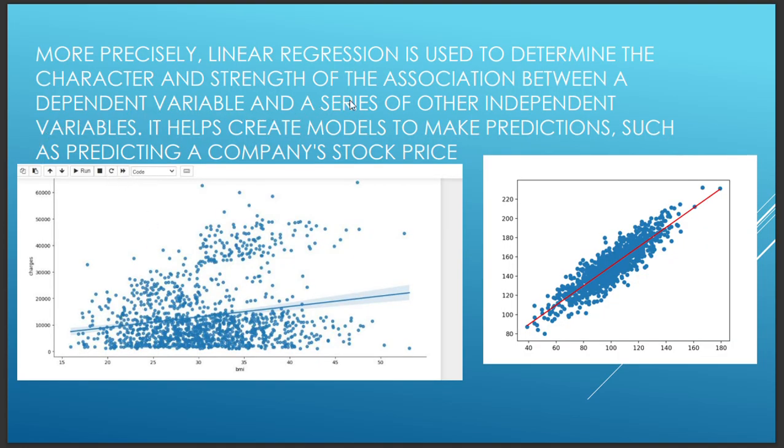Here is the linear regression problem. Moreover, linear regression is used to determine the character and strength of the association between a dependent variable and a series of other independent variables. It helps create a model to make predictions, such as predictions of a company's stock price.